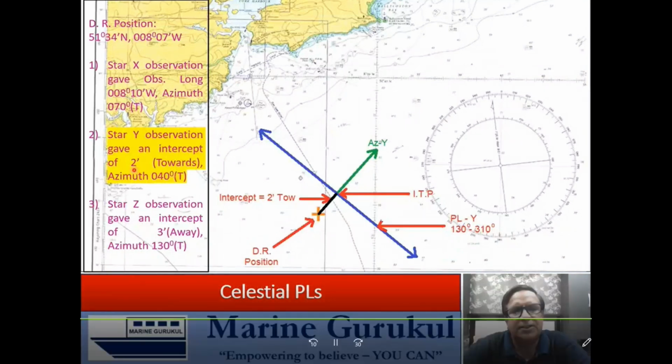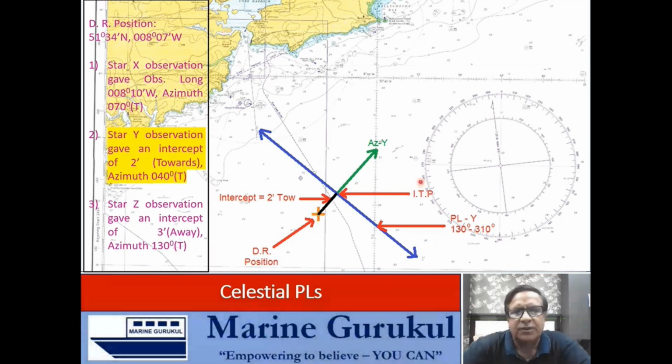Four zero. Intercept is 2 miles towards. DR position is here, so here is where we draw the DR on the chart. Then we draw the azimuth of the body, which in this case is 040 degrees true. Now intercept is 2 miles towards. Towards means from DR towards the body. So from DR we mark off a point 2 miles away on the azimuth line, and this is the ITP.